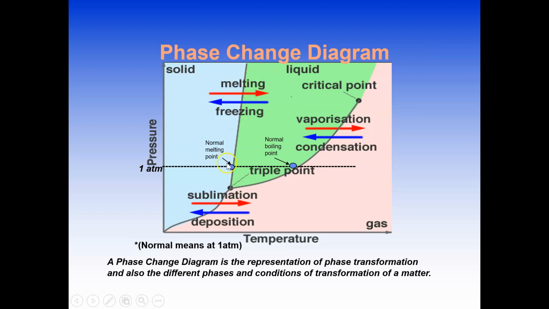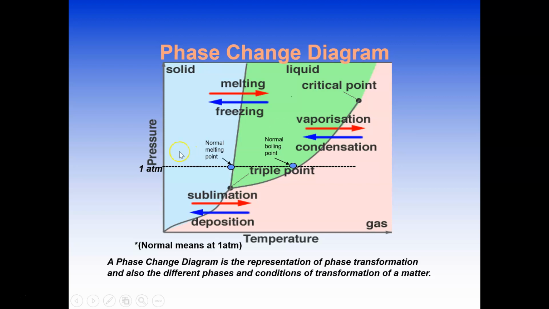Anytime you are on the lines, that represents a phase change occurring. So the line between solid and liquid is melting and freezing. The line between liquid and gas is vaporization and condensation. And the line between solid and gas is sublimation and deposition, just like we talked about. You will also notice that where all 3 come together, we refer to that as the triple point. And this very end where the line stops, we refer to that as the critical point.